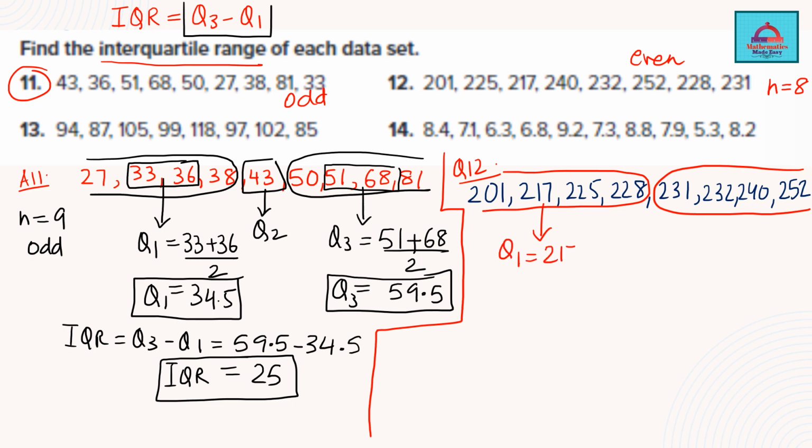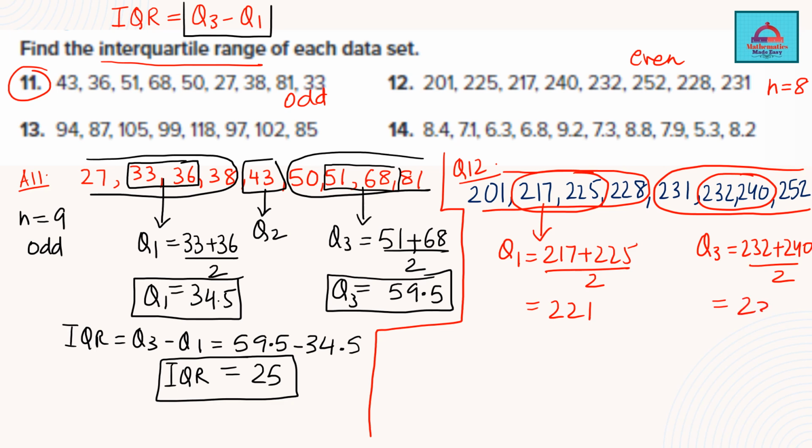So 217 plus 225, I'm going to select these 2 numbers and divide by 2. So this is going to be 221. Similarly here, Q3 is going to be the middle value of 232 plus 240 divided by 2. So this is going to give me 236.